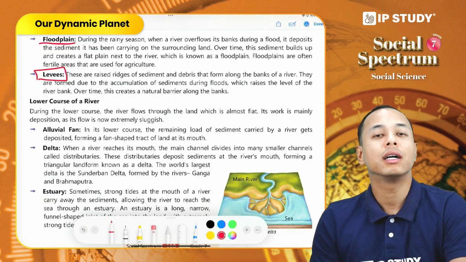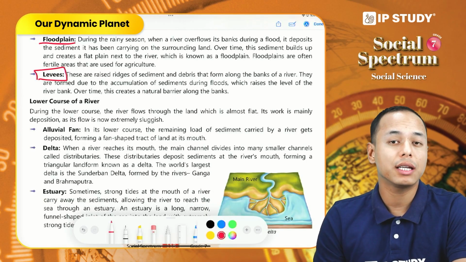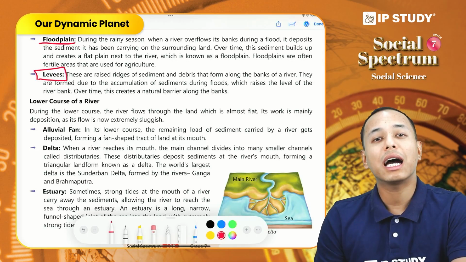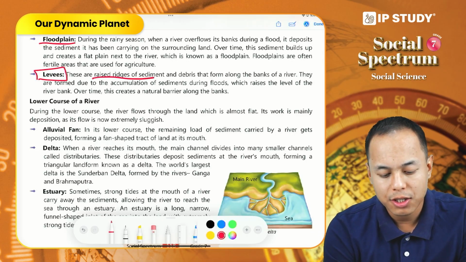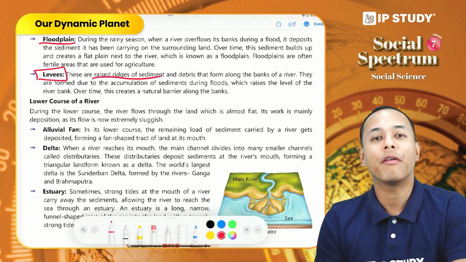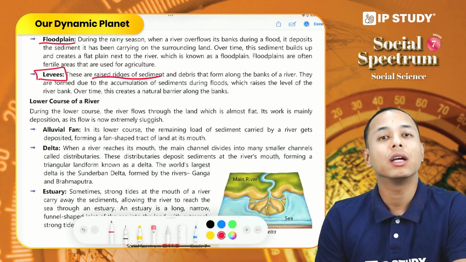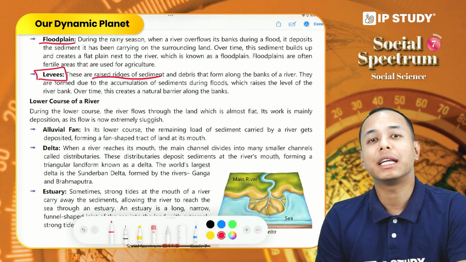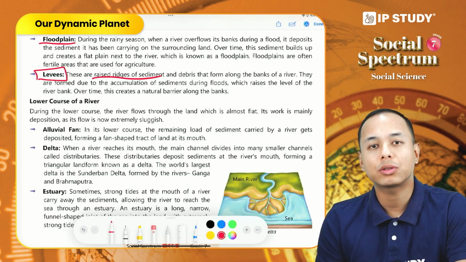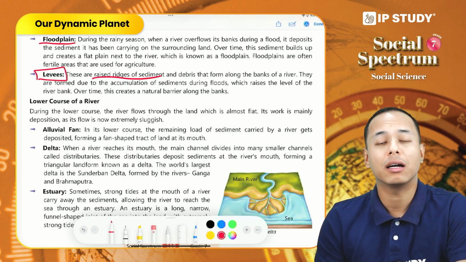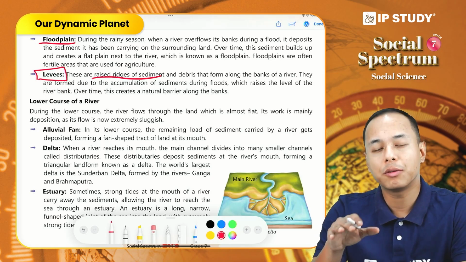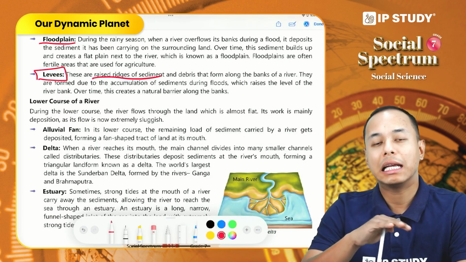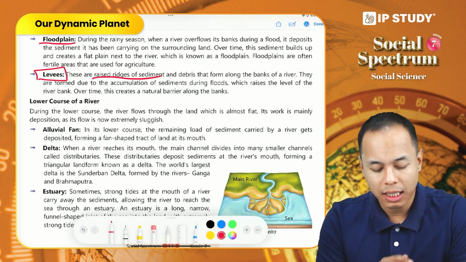Another landform the river creates in the middle course is natural levees, or levee. These are the raised ridge of sediment and debris on the bank of the river. When the river floods the area, it deposits sediments on its bank, and in the course of time, the river bank, because of the deposition of the sediment, gets raised. So this is the natural levee.